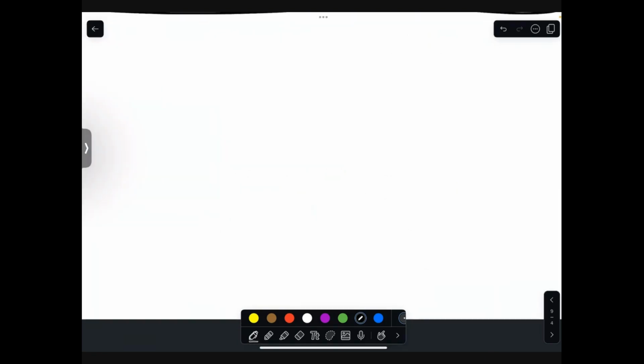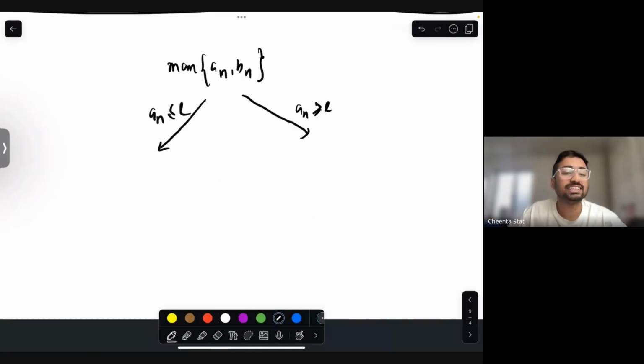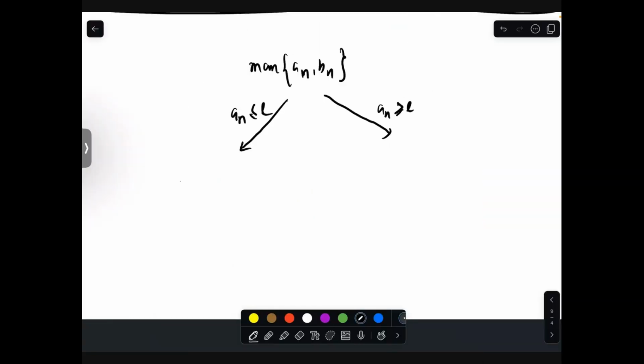So observe that the max of n comma l, if you want to use algebra, there are two cases. n is less than equal to l and n is greater than equal to l. If n is less than equal to l, of course you know that the max will be less than equal to l. But if n is greater than equal to l, then you know that max is nothing but n, which you can write as the protrusion length plus l.